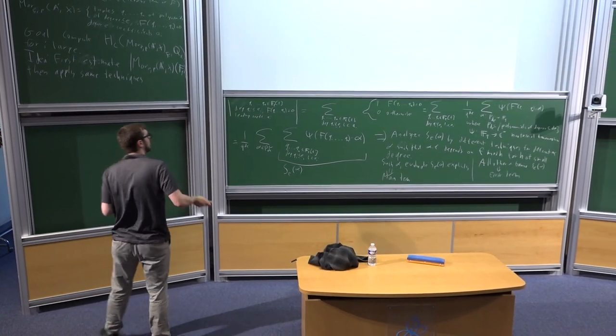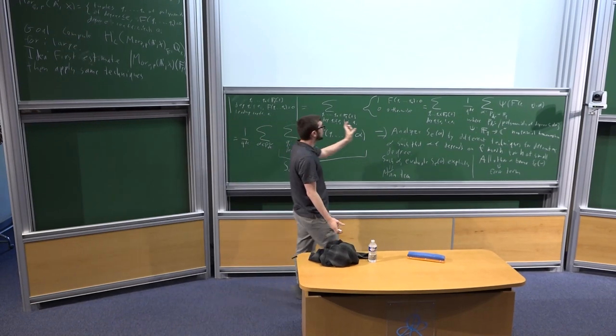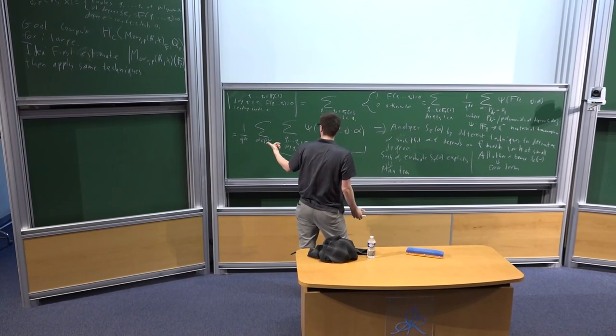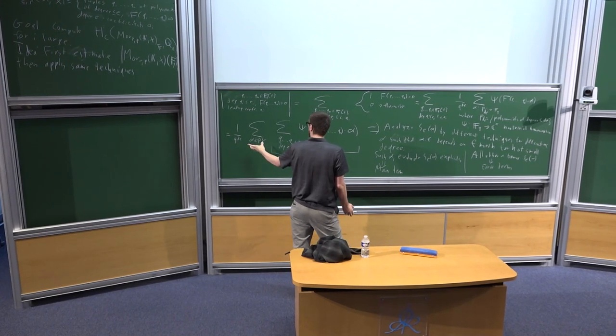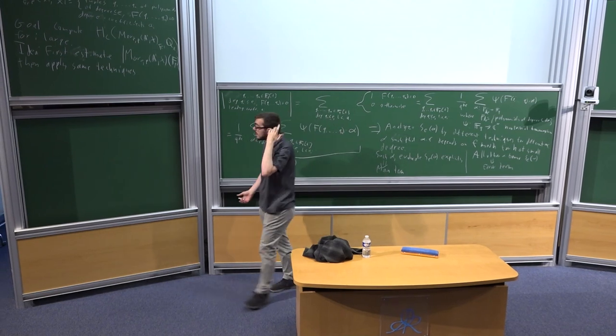So why is this called the circle method? So this is the circle method. This is the basic strategy of introducing these characters, switching the order of summation, then splitting up the set we're summing over, applying different techniques for different sets. Why is this called the circle method?